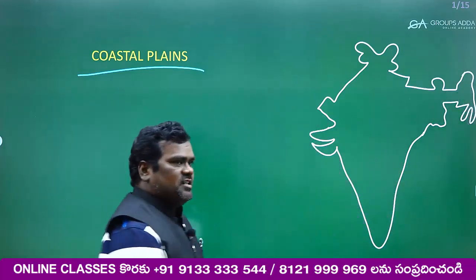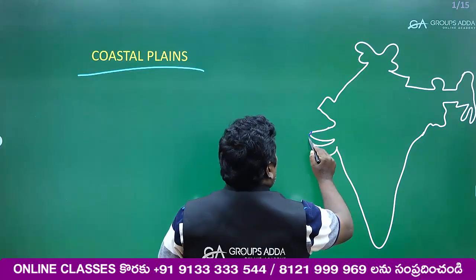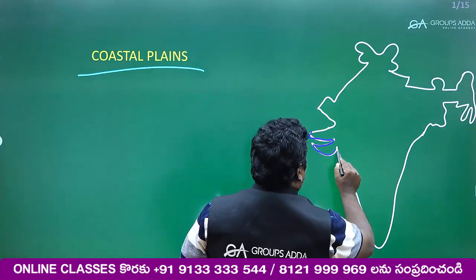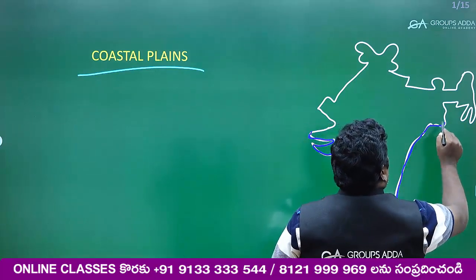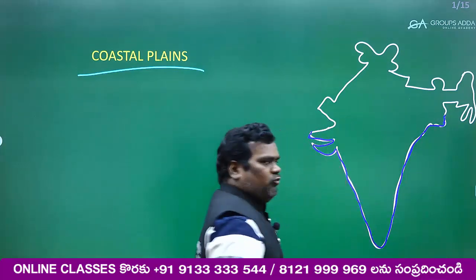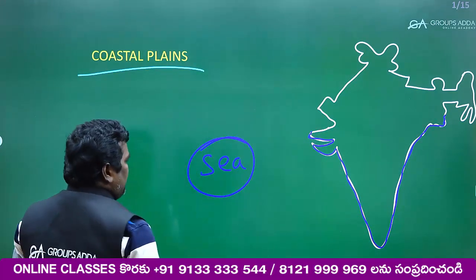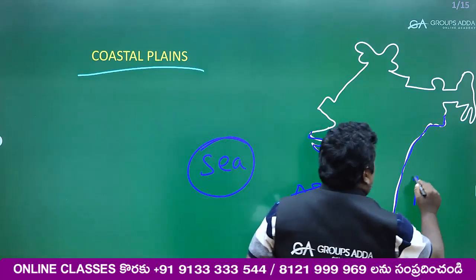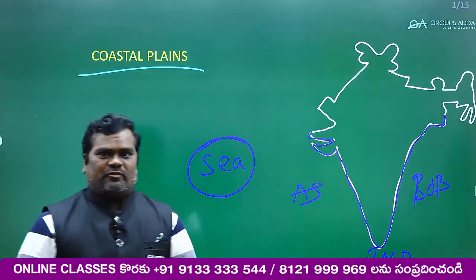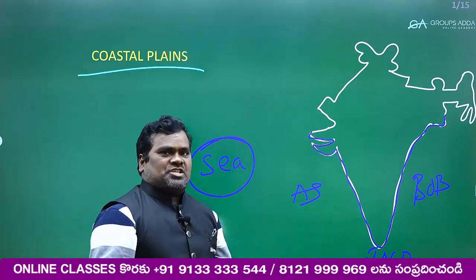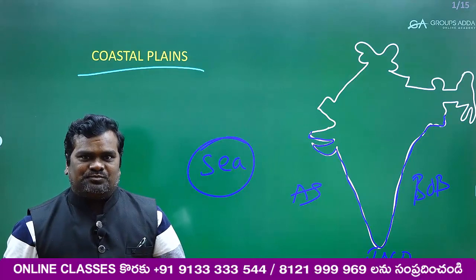See, my dear friends, from here onwards up to here, we are sharing border with what? With sea. Isn't it? Here we have Arabian Sea, here we have Bay of Bengal, and here we have Indian Ocean. My dear friends, isn't it? Here my question is, why did we get this coastal line in India?